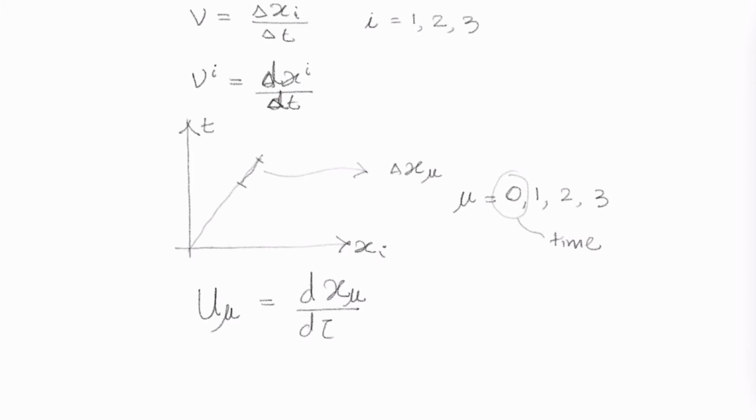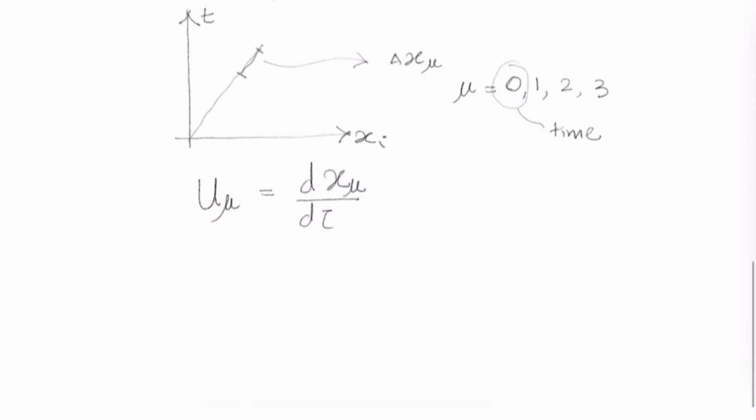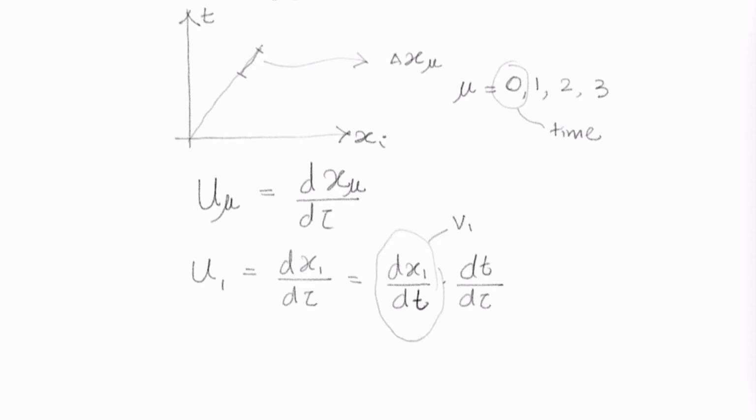What is the relationship between this four-dimensional velocity and the ordinary three-dimensional velocity? Consider the first component of this velocity, u of 1. u of 1 is dx1 over d tau, which can also be written as dx1 by dt times dt by d tau. So divided by dt and multiplied by dt. dx1 by dt is v of 1. And what is dt by d tau?